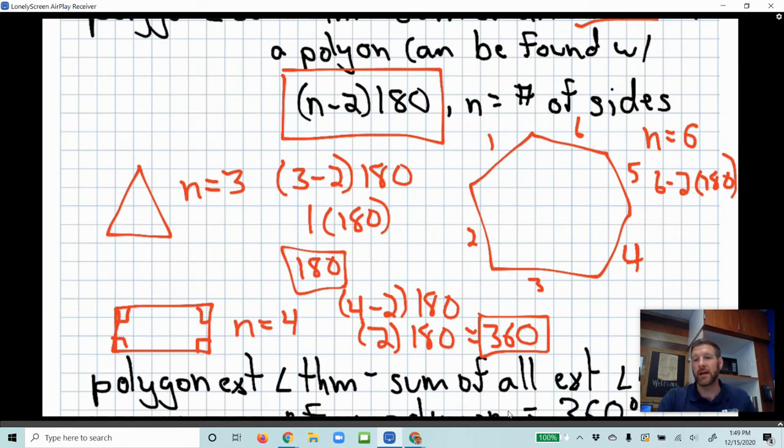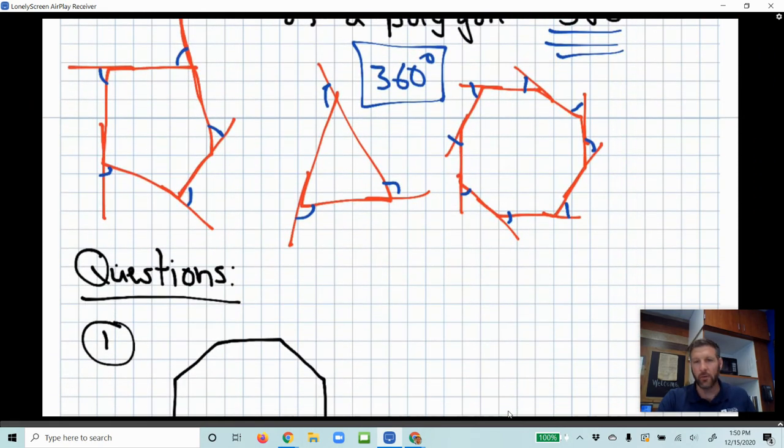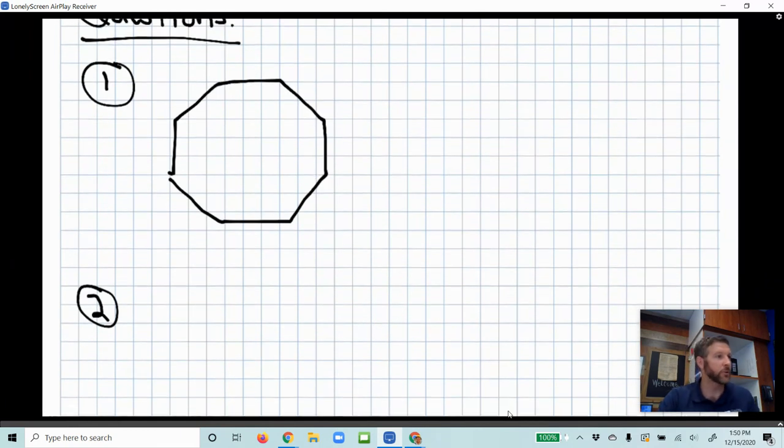The number of sides minus 2 times 180, and so that will grow. The sum of the exterior angles, however, will always be 360. Okay, let's look at our two questions. Question number 1 is find the total sum of the interior angles of a regular octagon and a single angle. Let me just point out, we'll find the sum first.